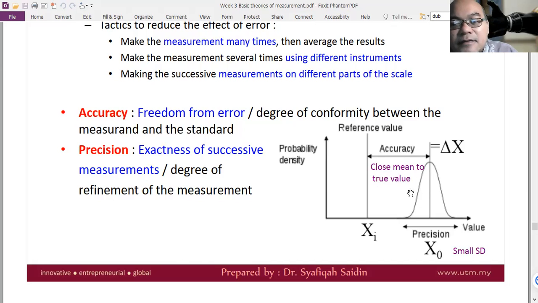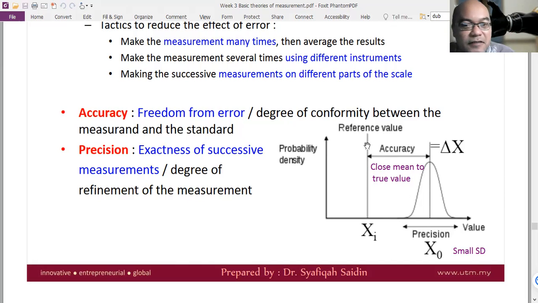And the precision itself is indicated by the spread. The narrower the spread, it means the sigma, the standard deviation, is smaller, and that means the higher the precision of the measurement. The accuracy itself is shown by whether the mean of the measurement is close or not to the true value. The true value here is represented by the reference value. So it means a reference standard.